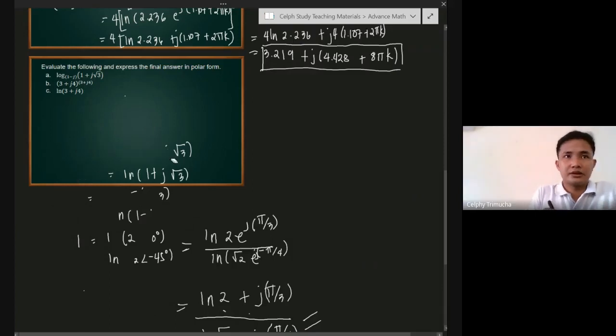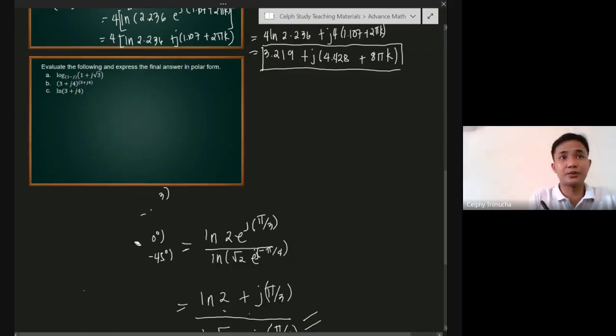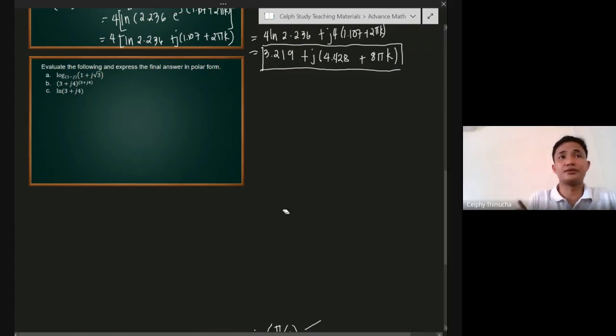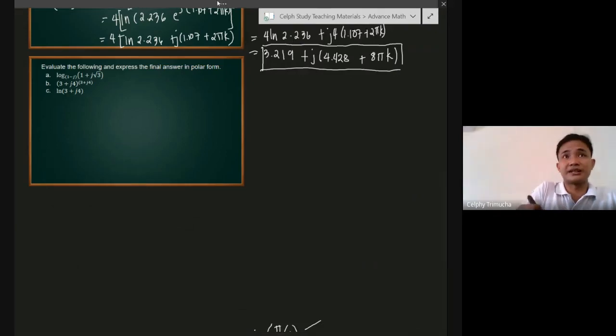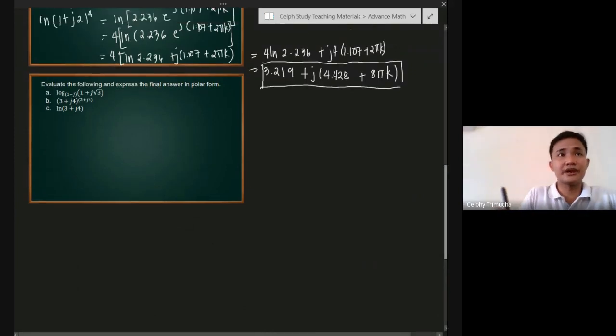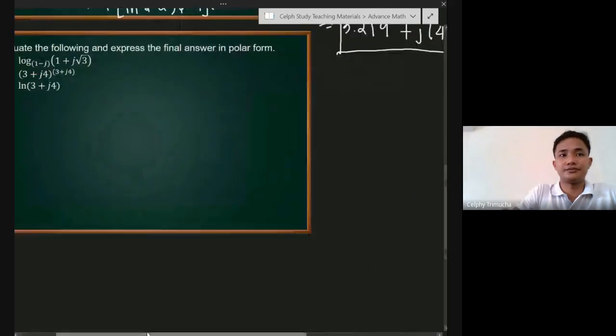Okay, so kung ibutang mo na siya input sa calculator, wala na, may mga diretsyo nga mahatag yung mga calculator. So that's why ginatudlo ang concept para maintindihan sang lesson kay bisan may calculator, ang mga values hindi na siya pwede ihatag sa calculator diretso. Pero kung purely addition, subtraction, division, pwede na mahatag sa calculator diretso. Okay, so we have 3 plus J4 raised to 3 plus J4.